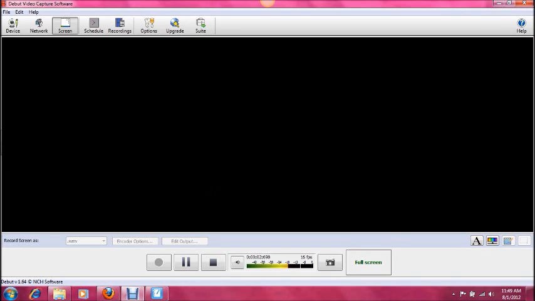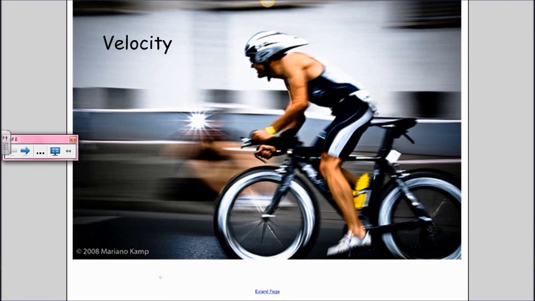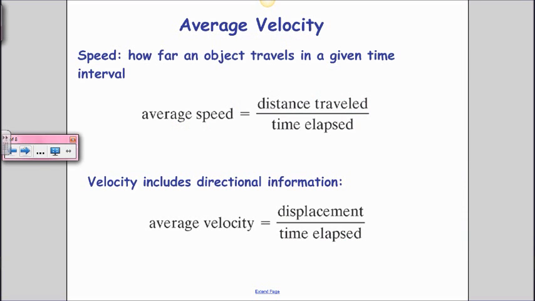All right, so today we are going to talk about velocity. We kind of touched on velocity last time when we talked about reference frames and displacement, but we're going to go more in depth today. So what is velocity?